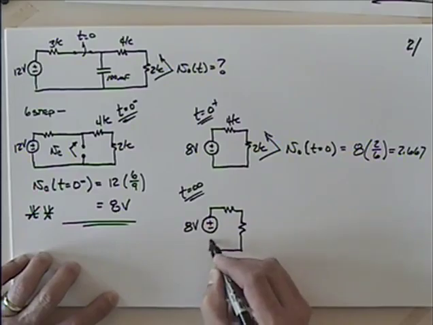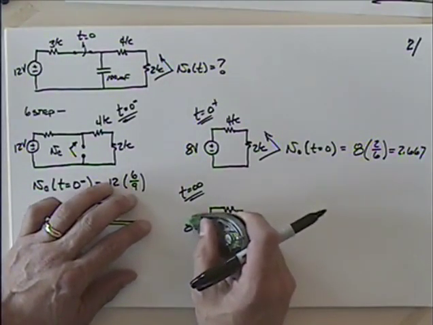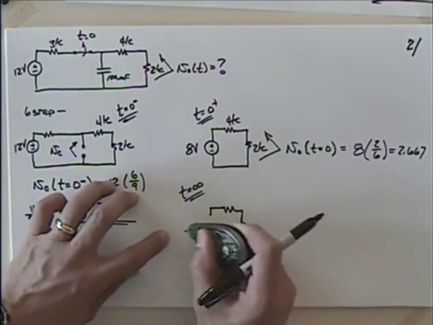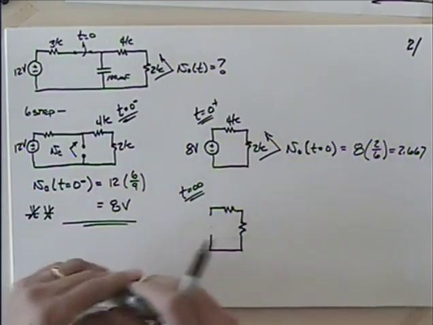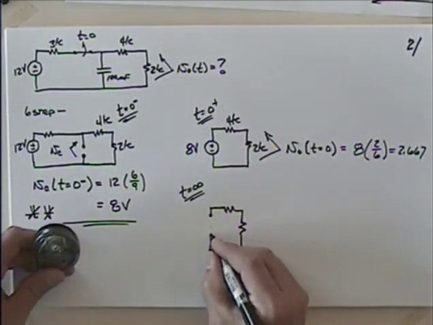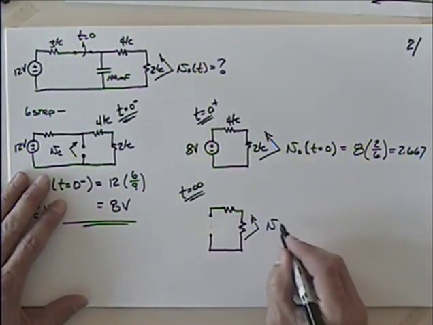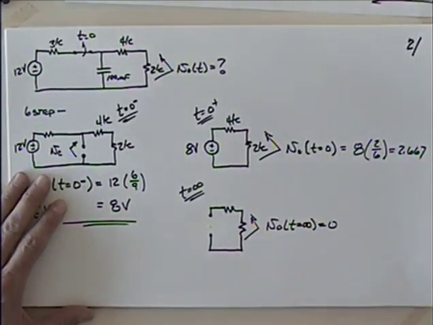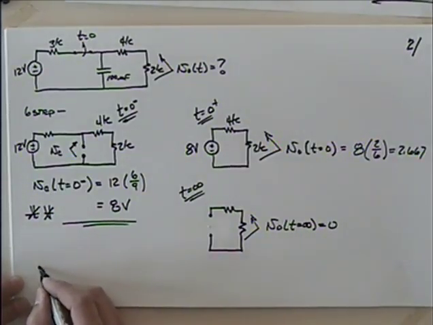Let's see, a capacitor is going to look open, isn't it? There we go. So we've got something like that, and we ask, what's the voltage across this at t equals infinity? That's 0. And then one of the things we wanted to do was look back into those terminals.